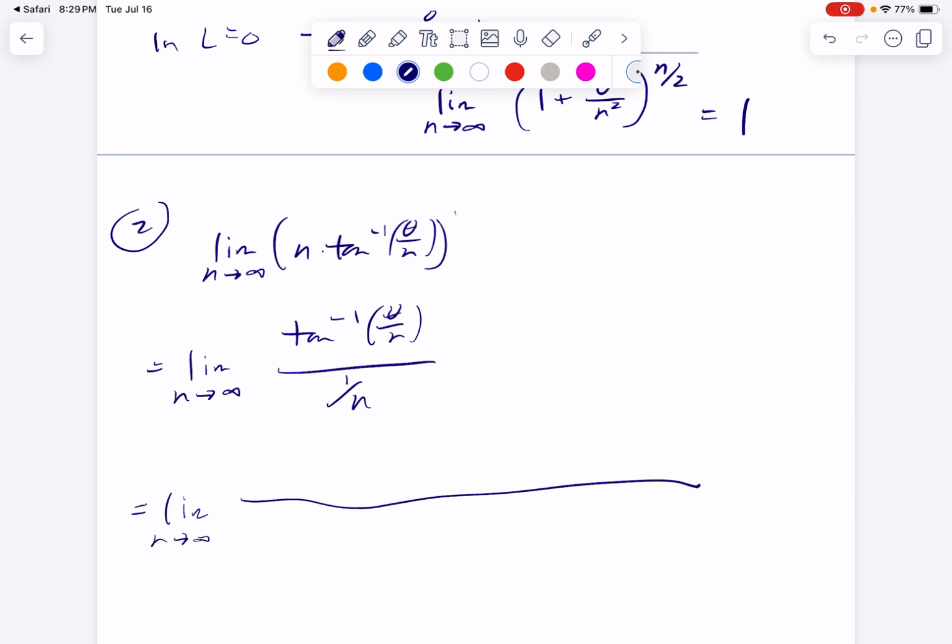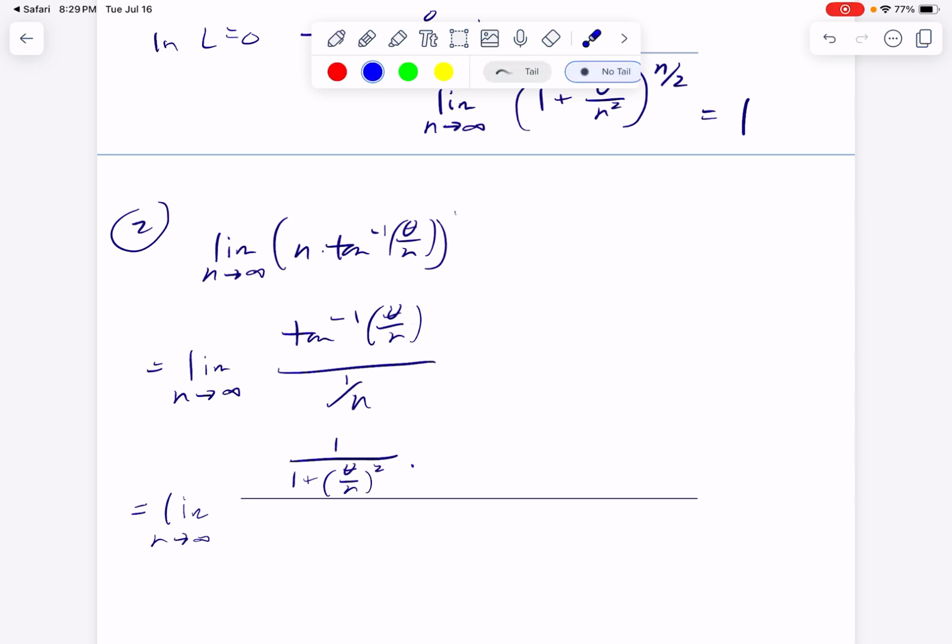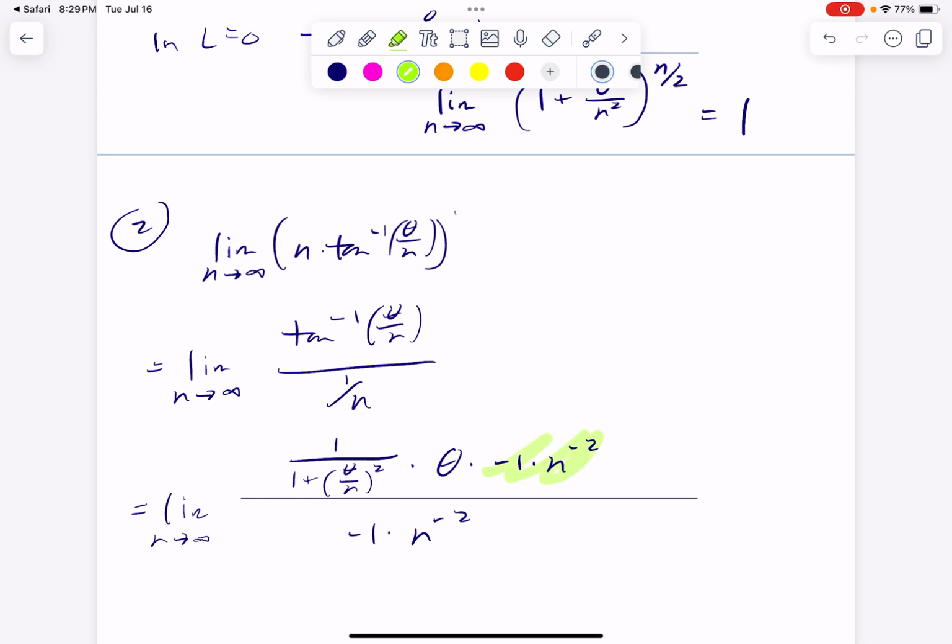All right. Derivative of inverse tangent is 1 over 1 plus x squared. In this case, it is theta over n squared. And then by chain rule, we multiply by the derivative of this. So I have theta, and then n to the negative 1. Its derivative is negative 1 times n to the negative 2. And that's exactly what we have as the derivative in the bottom. So we notice that these are the same.